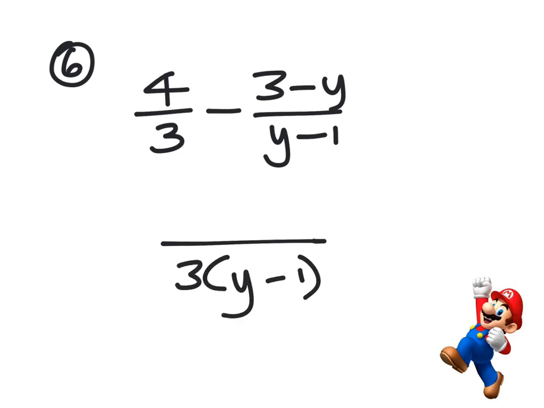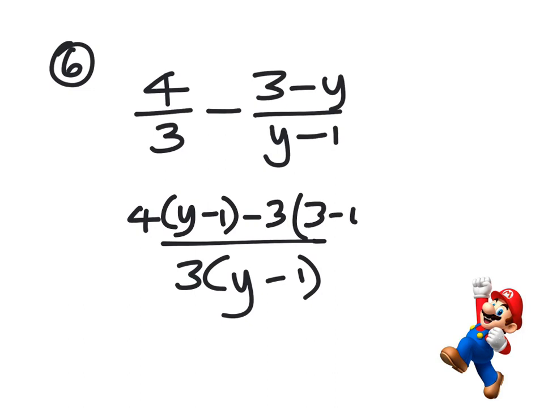Then we need to worry about the new top number. So we do 4 times this, 4 times y minus 1, and then we do 3 times this, 3 minus y. But notice there's a takeaway sign between them. So when you come to do the calculation, 4 times y minus 1, it's take away 3 times 3 minus y. Now just be very, very careful, because this negative 3 here times this negative y is going to give you a positive answer.